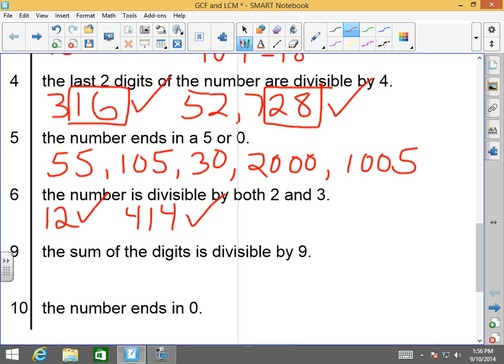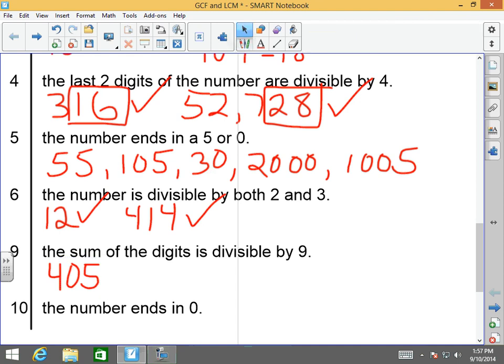Let's look at the test for number 9. A number is divisible by 9 if the sum of the digits is divisible by 9. Very similar to 3. So for example, what if I have 405? What's 4 plus 0 plus 5?